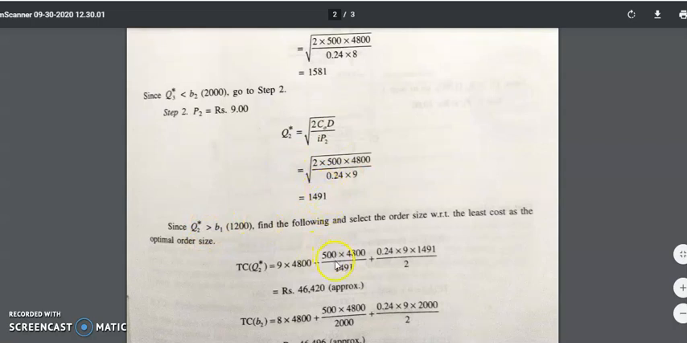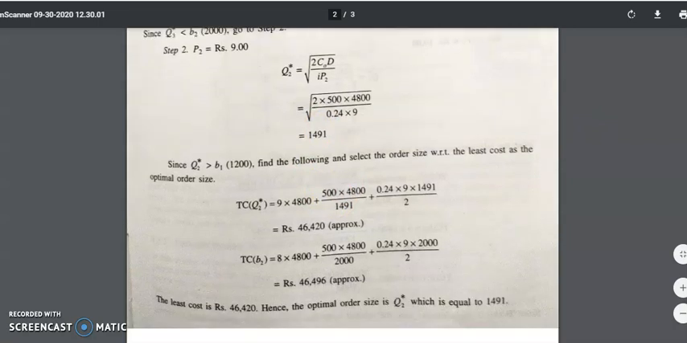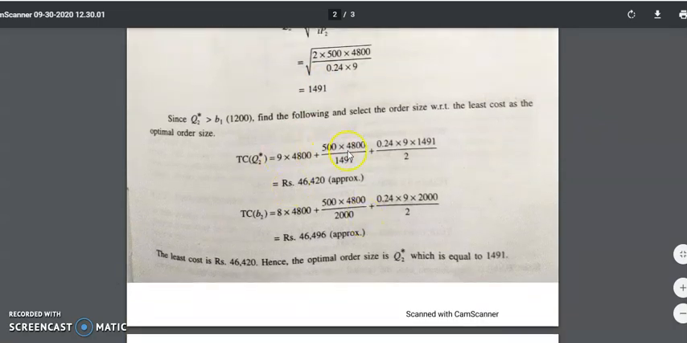So what I have to do is find out the optimal order size. This is the formula for the optimal order size, and we are just going to calculate for 1491. So for the price of 9 rupees, I am taking the annual demand, plus 500 is the ordering cost, and the annual demand divided by this quantity, that is 1491, which is the EOQ that we identified with the price at 9, and then plus carrying cost into 9 into 1491 by 2. So approximately you get 46420, right?